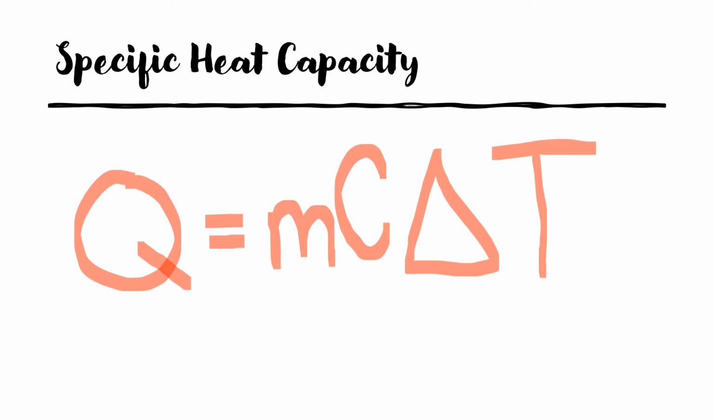The specific heat capacity formula, where Q is equal to mass of the object times the specific heat capacity of the object times the change in temperature of the object, finds the amount of energy needed to change the temperature of our system, with the system or object being the water inside the kettle.